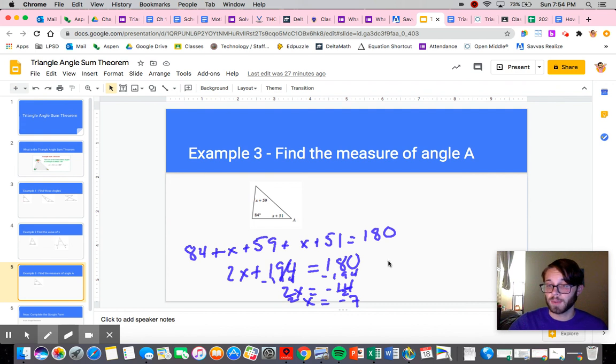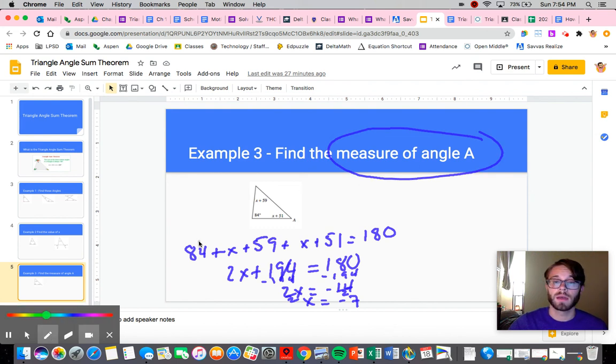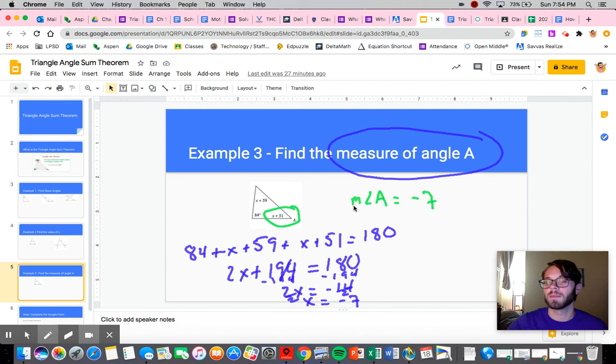Now, last time we stopped and we got what x was, but this time it's telling us to find the measure of angle A. So I have to plug it back in. So A is this one, right? We just need to be careful. It says A, go for that one. So I get negative 7. So the measure of angle A, remember M, then the angle for the measure, is equal to negative 7 plus 51, which makes it 44. Okay, so A is 44 degrees.